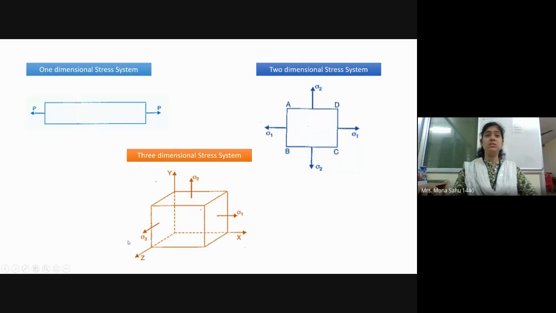So there is stress induced in this plane, which is sigma 1, and then this plane, that is the ZX plane, and then you have this plane, which is Z, Y. Did you guys understand the difference between one-dimensional, two-dimensional, and three-dimensional stress systems? Yes, ma'am. Good. Now, let's proceed.